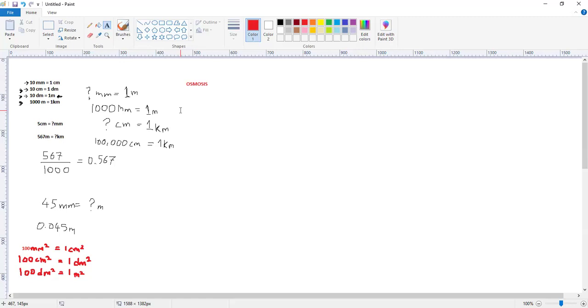Heat transfer in solids, liquids, and gases, right? So for solids, right?